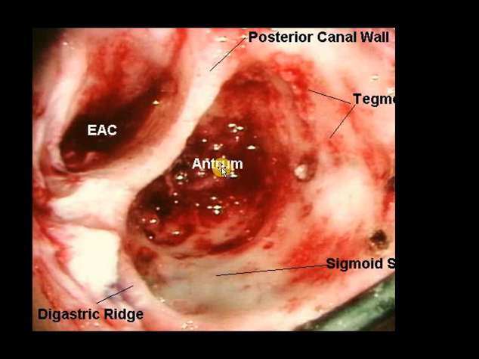This is the mastoid antrum, which has been identified, and these are the exenterated air cells of the mastoid air cell system. This is the posterior bony canal wall, which is kept intact, and this is the external auditory canal. So this is canal wall up technique.